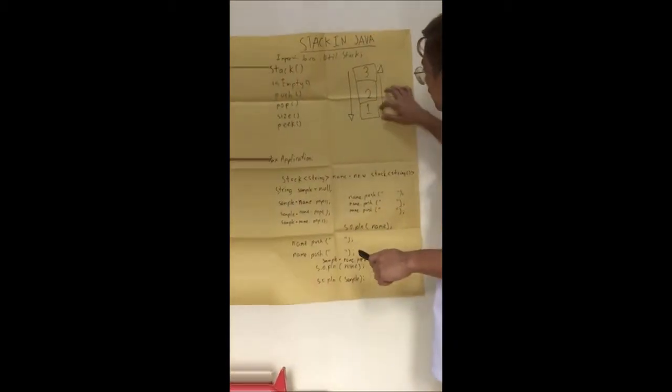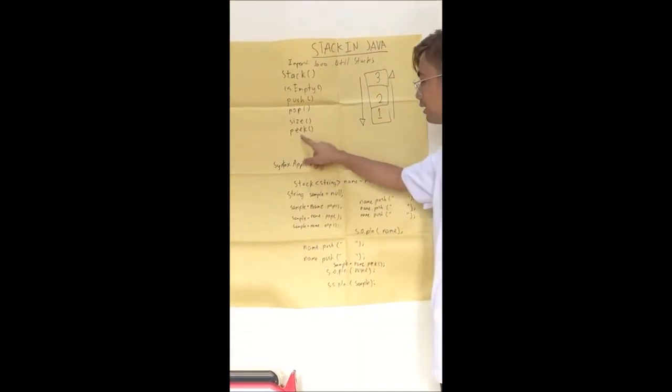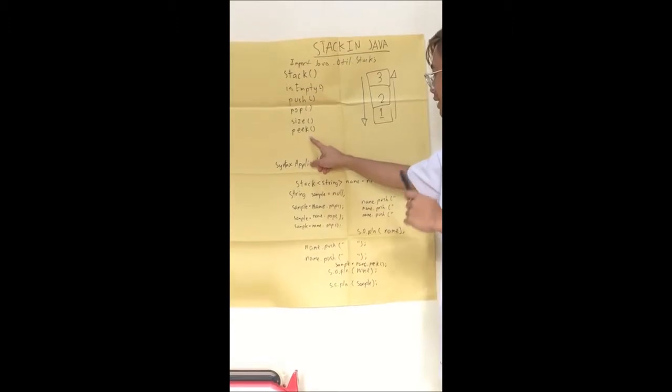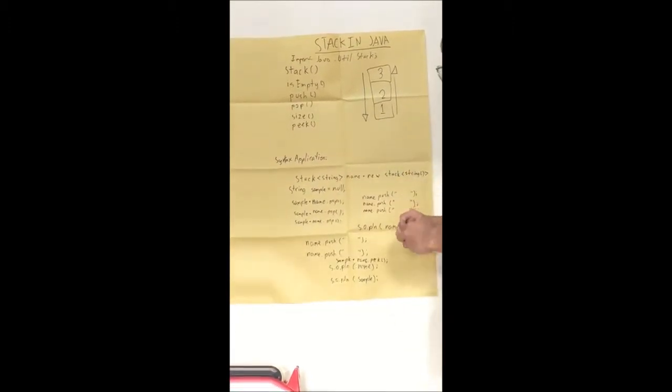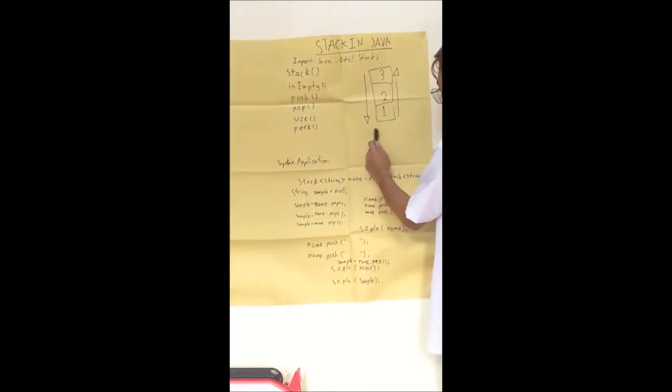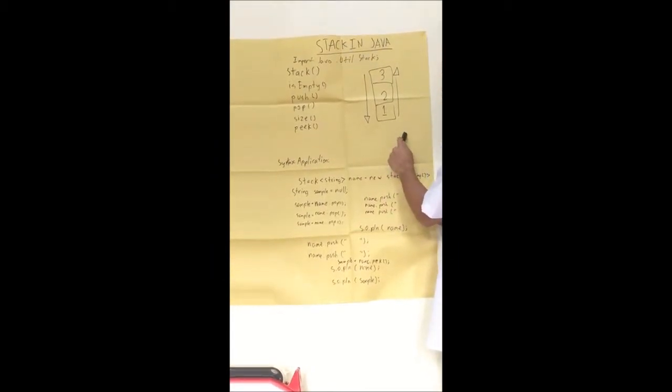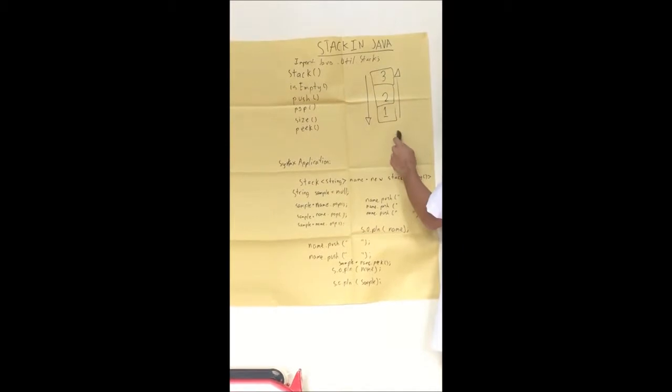For example, 1, 2, 3. The size of the elements is 3. Okay. And then peek with open and close parentheses. For example, if 1 was inserted here, 2 is here, and then 3 is here. If you use peek, 3 would be the one that would be displayed.